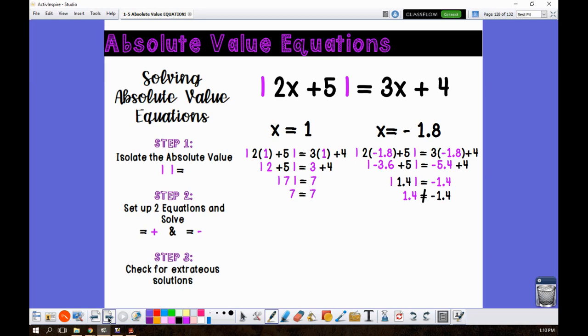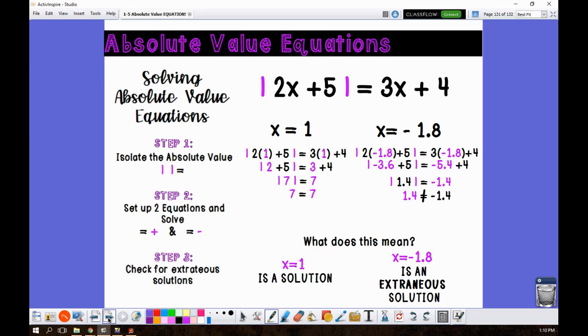So what does this mean? x is equal to 1 is a solution. However, x is equal to negative 1.8 is an extraneous solution and it is not going to work for me. So this is actually the solution, and this one is not at all. So this is all you put for your answer. You just circle this and keep on going.